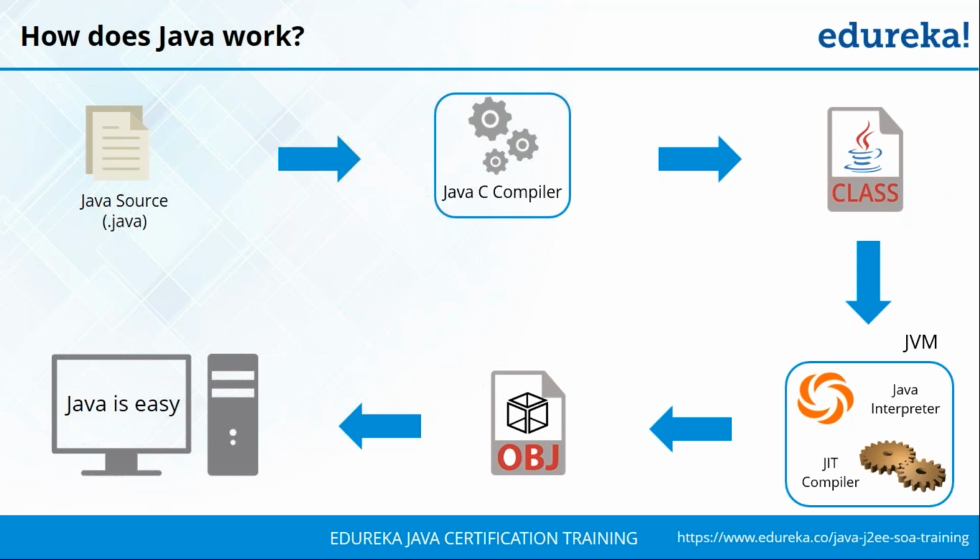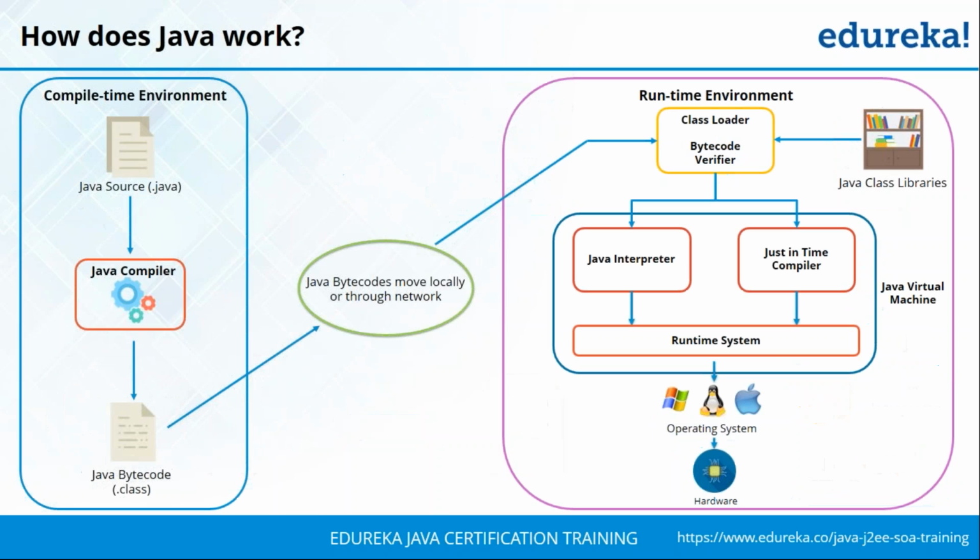Alright. Now to give you a little more detailed understanding of how this works, let's look at the diagram here. Now we've talked about the first half of this operation where you have your Java source code which is then sent to a Java compiler which will change it to a bytecode. That is a .class file. Once you have your .class file, that is the bytecode, then you can go ahead and transfer this Java bytecode either locally or through a network.